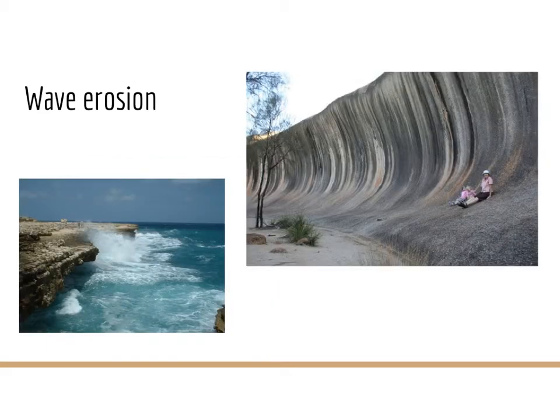Here are some other examples of wave erosion. Again, in these cases, wind, water, and waves abrading the rock, that's the mechanical weathering part. But the waves and wind and rivers carrying those particles away, that's the erosion part.